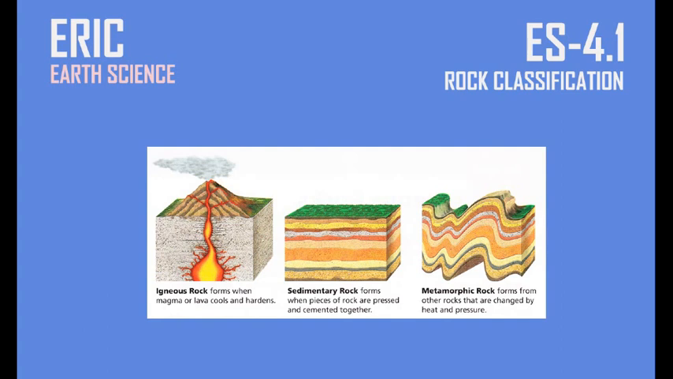Igneous rock forms from the cooling of magma or lava. Most sedimentary rock forms when particles of other rocks or the remains of plants and animals are pressed and cemented together. Sedimentary rock forms in layers that are buried beneath the surface. Metamorphic rock forms when an existing rock is changed by heat, pressure, or chemical reactions. Most metamorphic rock forms deep underground.